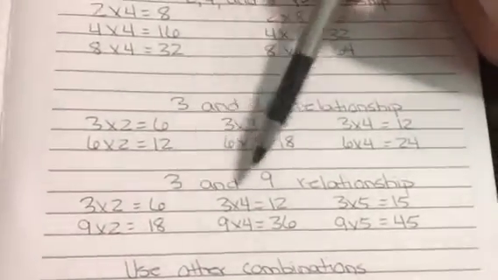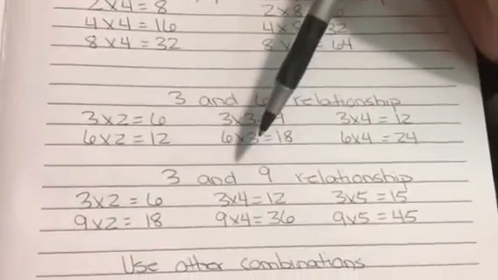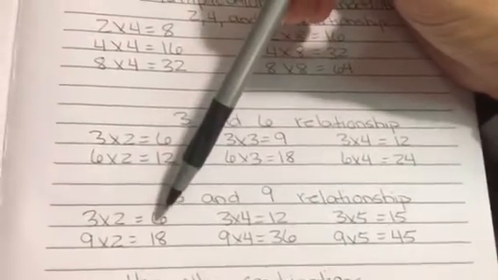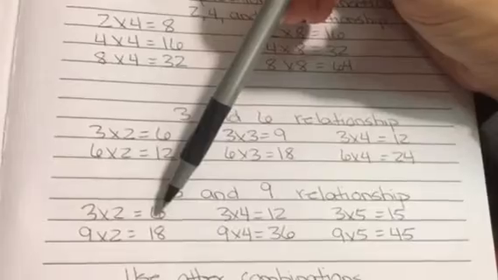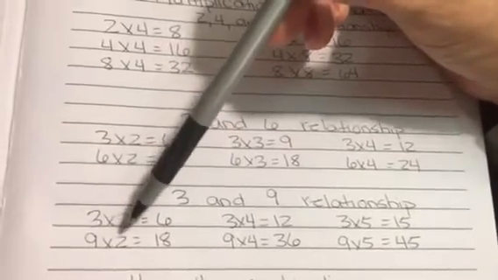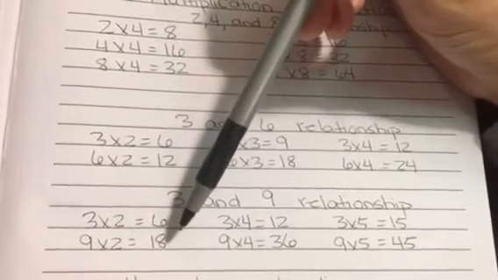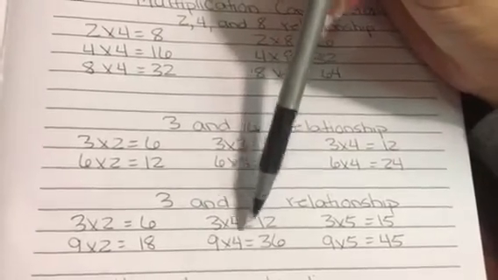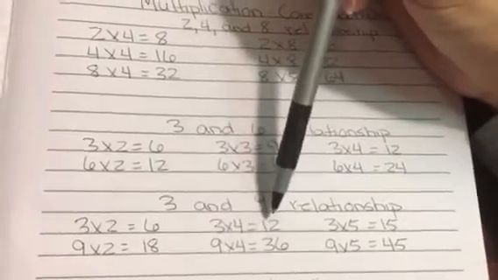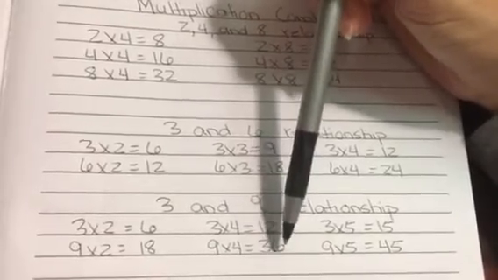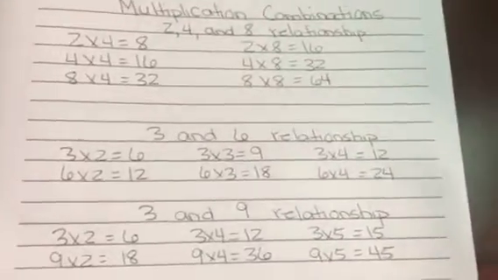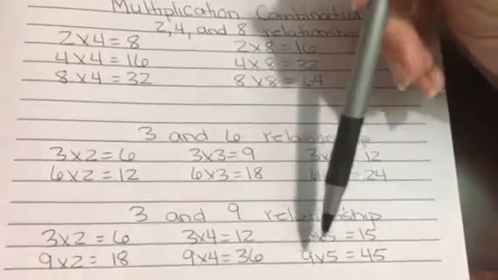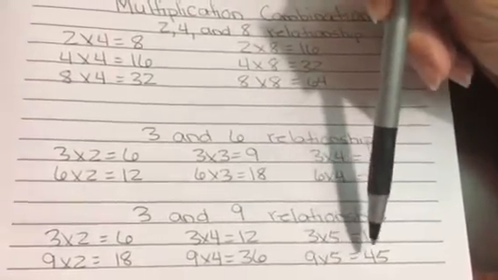3 and 9 you can use together with a triple pattern. So if you notice 3 times 2 is 6, I can triple that 6 to tell me what 9 times 2 would be, which is 18. If a student knows 3 times 4 is 12, they can easily tell me what 9 times 4 is, because they've tripled the 12 to get 36. Then you've got 3 times 5 is 15. I can triple that 15 to give me the 9 times 5.